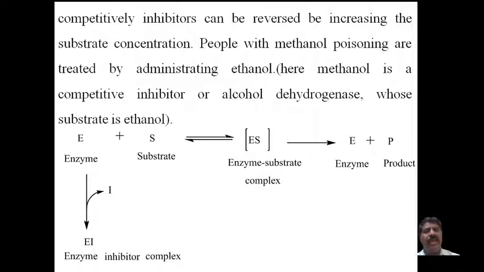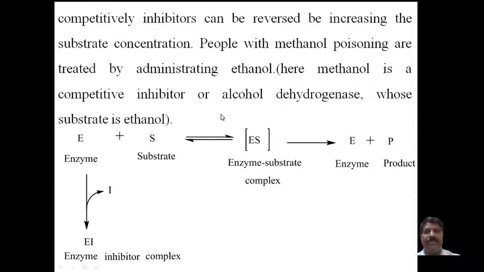But when we add a competitive inhibitor like methanol, it causes poisoning. Methylated ethanol is poisonous and not drinkable. Therefore, here it is called a competitive inhibitor. Here methanol is a competitive inhibitor of alcohol dehydrogenase, whose substrate is ethanol.